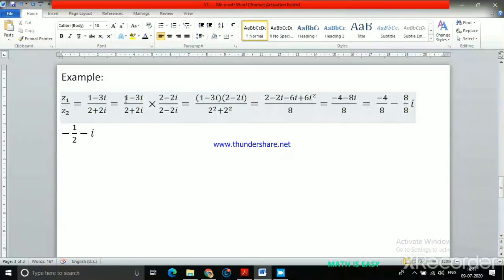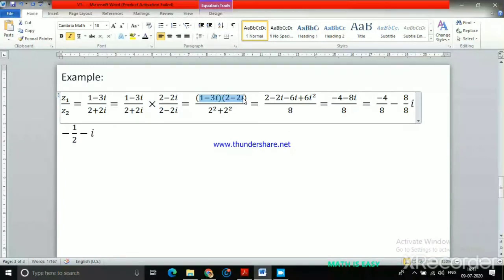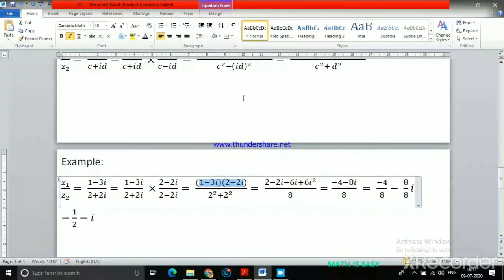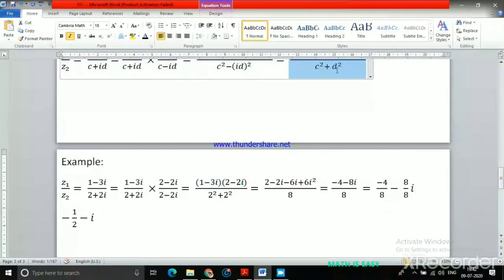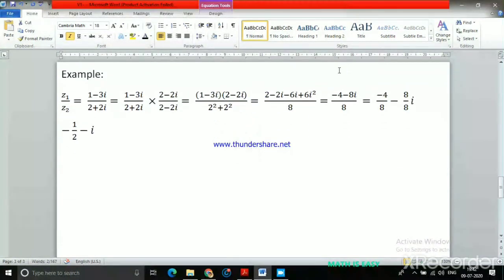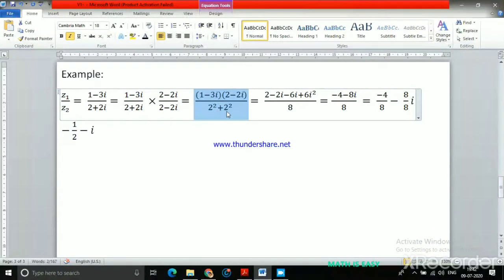So when I do rationalization of the denominator, it will become 2 minus 2i. So in the numerator I multiplied 1 minus 3i into 2 minus 2i. According to this formula, I have c square plus d square in the denominator, right? So c square plus d square means here the c value is 2 and the d value is also 2. So 2 square plus 2 square.